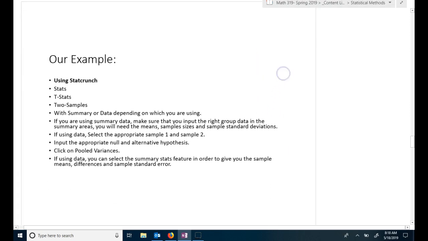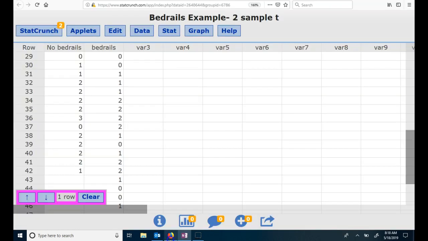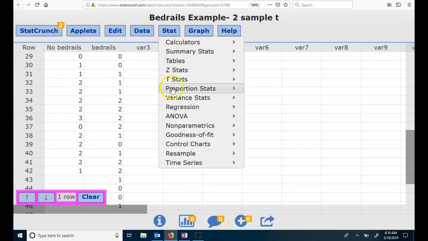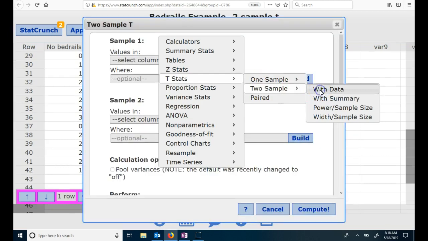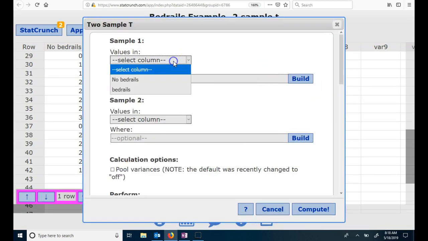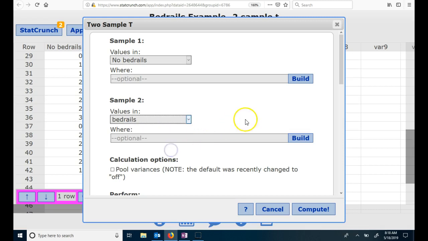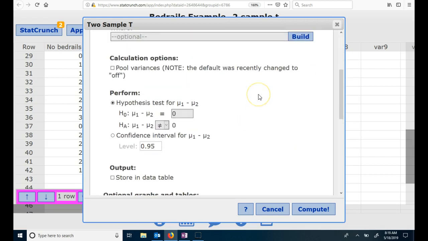Okay, so now let's go into StatCrunch and actually run this. Here's my bed rails data, and I'm going to go to Stat, then T Stats. Now this is a two-sample test. Remember, that's how we started out. We said, okay, I'm going to look at a two-sample test. I'm going to do this with data, because that's what I have. My values, column 1, remember column 1 is the no bed rails group, okay? Now, be careful. It doesn't always line up that your data set looks exactly like your null and alternative hypothesis. It just happens that that's the way it is in our case. Then column 2 is going to be our bed rails group, all right?